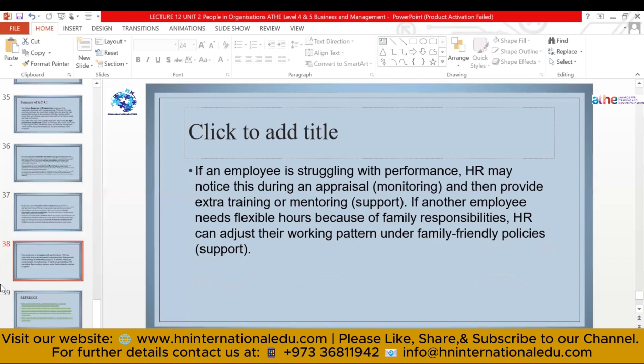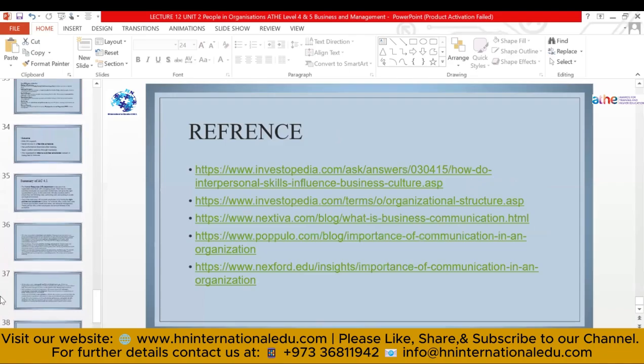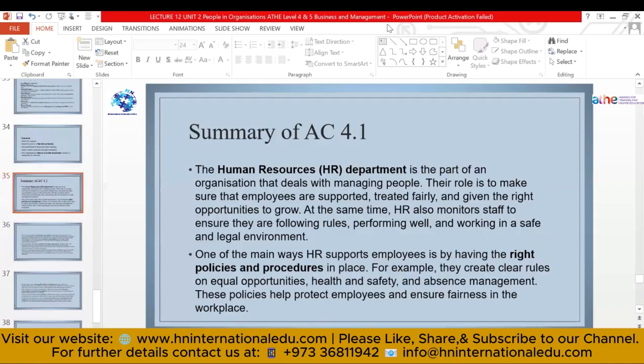Then, if an employee is struggling with the performance, HR may notice this during an appraisal monitoring period and then provide extra training or mentoring as a support. If another employee needs flexible hours because of family responsibilities, HR can adjust their working pattern under the family-friendly policies, that is a support. So this was an example of monitoring and support which is given to the employee by the organization. I hope the summary part also makes things very easier for you to understand what actually we studied today.